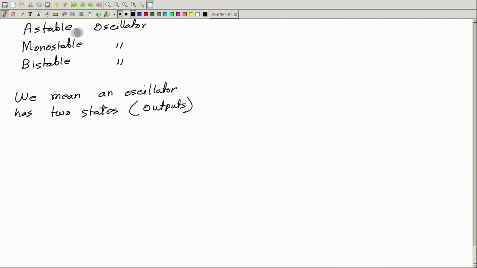An astable or unstable oscillator is like a madman who cannot decide which state he or she should be in. So he or she keeps oscillating between two states continuously. A monostable oscillator is one which likes one among the two states.